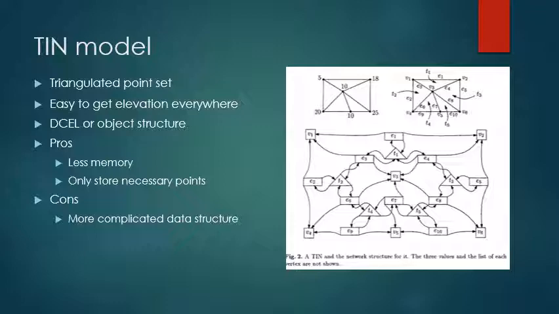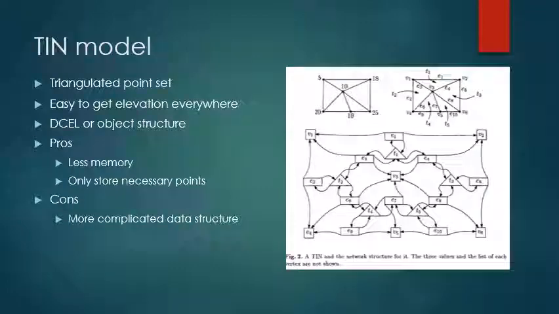Advantages of the TIN model are: it needs less memory due to the fact that the points are not uniformly distributed as they were in the regular grid model, and therefore only the most necessary points can be stored, which leads to faster computations and processing. And the disadvantage about TIN is the more complicated data structure.